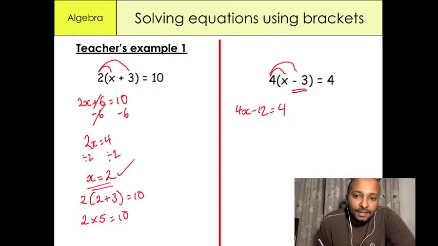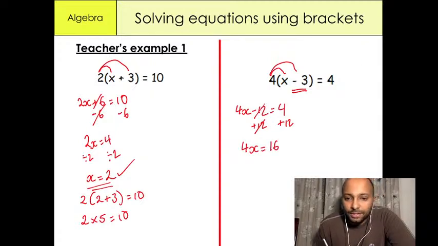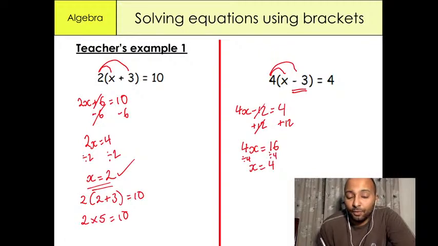Now again, you need to undo this equation by doing the opposite operation. So we have negative 12. I'm going to add 12 to both sides. Negative 12 plus 12 gives us 0, cancels out. And what we have is 4x is equal to 16. What do you need to multiply 4 by to give us 16? It's 4. So x is equal to 4. Or you could have divided both sides by 4, so 16 divided by 4 is 4. So again, the answer is 4.